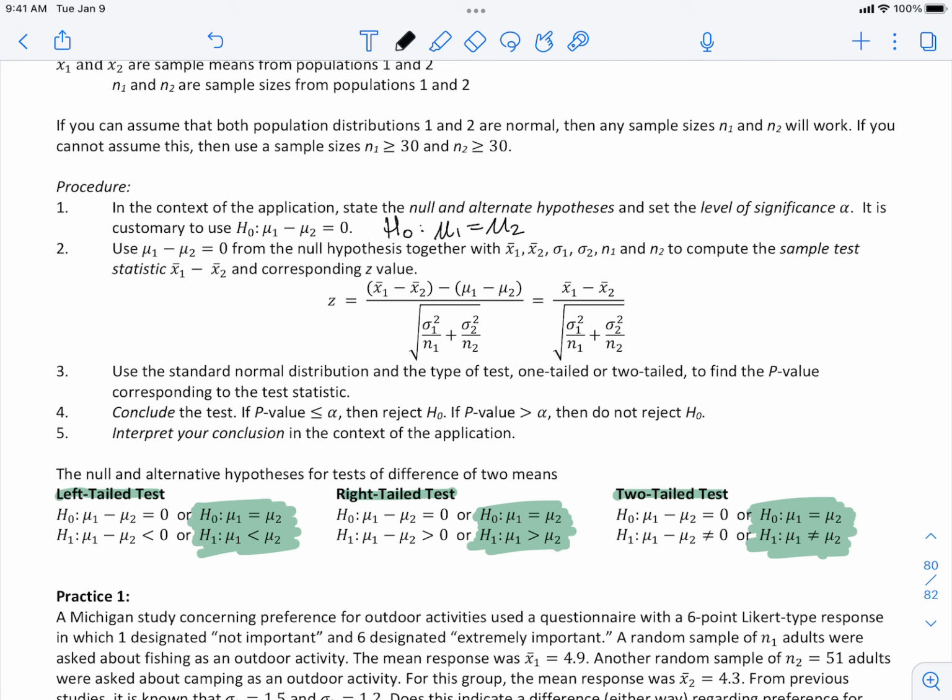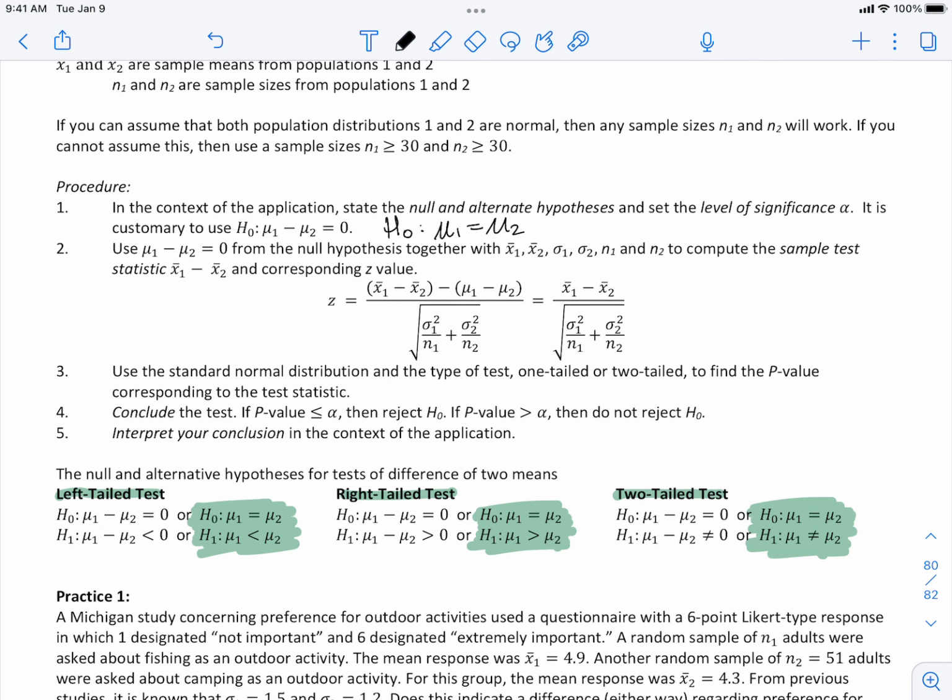Now again, you can use the format referencing 0, or you can use a format where the two groups reference each other. Again, I think it's easier if we just set the first mu equal to the second, or reference them as less than, greater than, or not equal to for the alternate, because this is also the same format that the calculator will use.